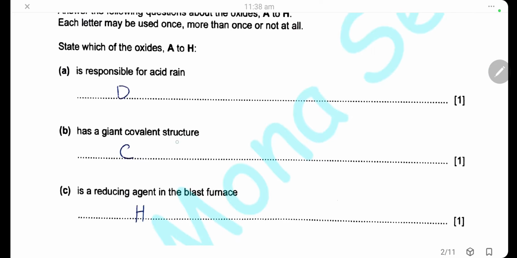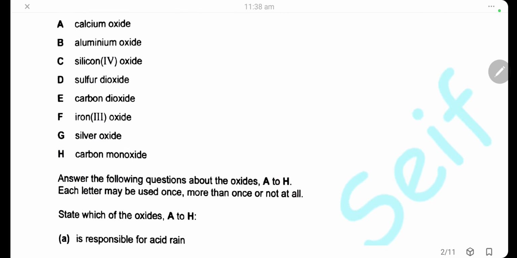Which oxide has a giant covalent structure? Giant covalent or macromolecular structure. Here we have silicon dioxide. The answer will be C.